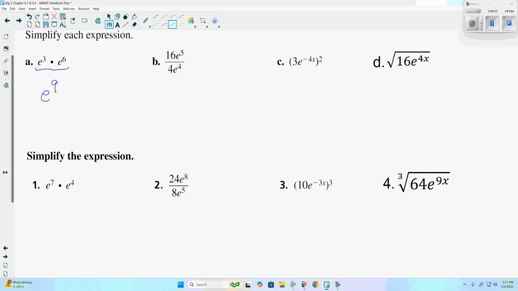So if we looked at the next one, 16e to the fifth divided by 4e to the fourth, well, 16 divided by 4 is 4. E to the fifth divided by e to the fourth, since we divide like bases, we subtract the exponents. 5 minus 4 is 1. Is it bigger on top or bottom? Top, so it's going to stay on top. So 16e to the fifth divided by 4e to the fourth is 4e over 1, or just 4e.